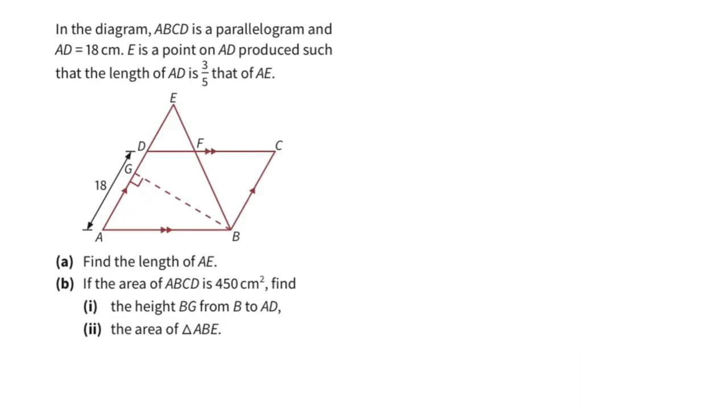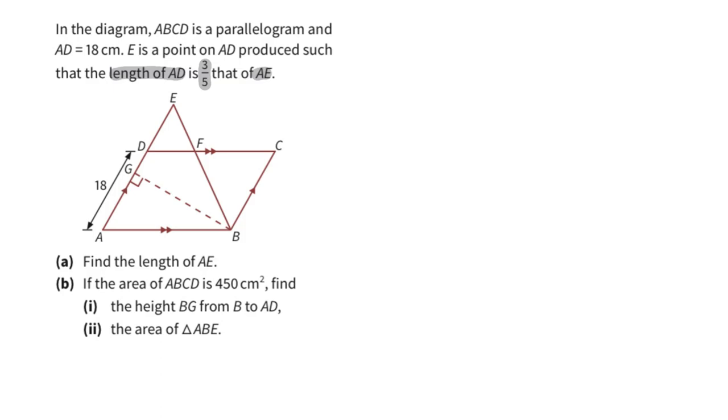Hello everyone, welcome to this video where we are given a diagram that has a parallelogram ABCD and AD is equal to 18. Now the next line is pretty important. There is this point E on AD produced, meaning we extend the length AD such that AD is 3/5 of AE.